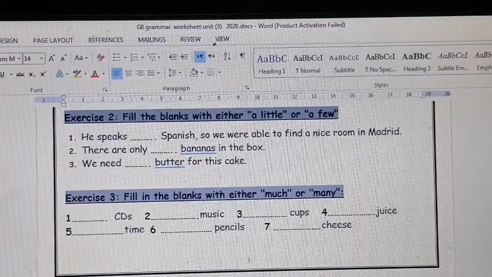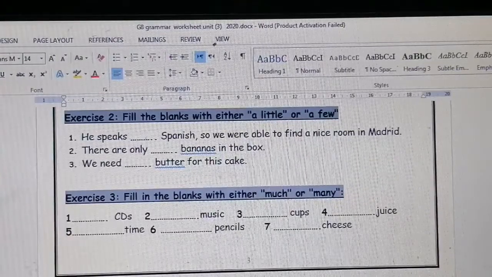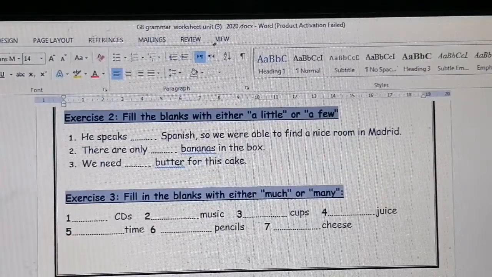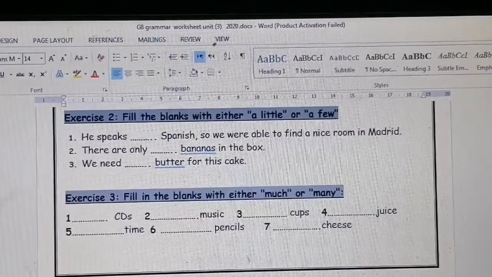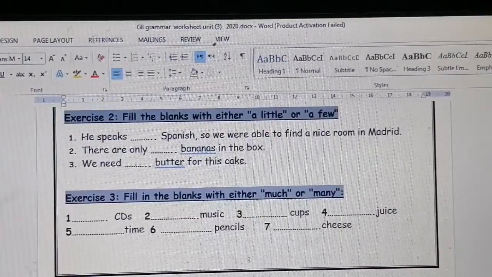There are only bananas in the box. Do we say a few or a little? Can you count bananas? Yes, of course, we can. So we write a few, okay? Number 3: we need butter for this cake. Butter is uncountable, so we choose a little butter for this cake.